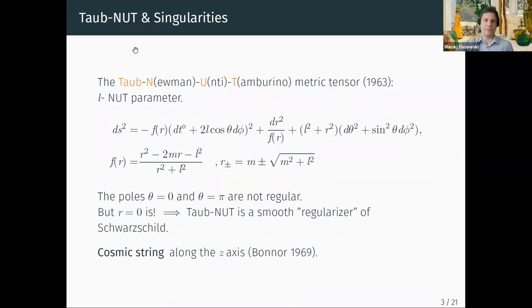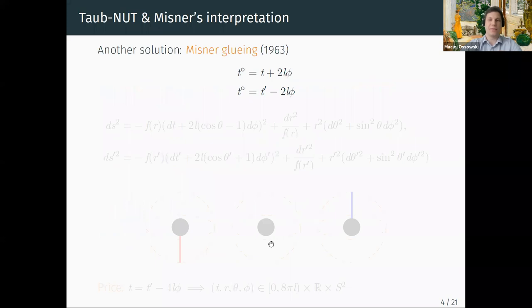There are many interpretations regarding this singularity at the axis. Perhaps the one that doesn't concern us, because it doesn't actually cure this singularity, is that Bonner proposed that along this axis of symmetry we have a massless source of angular momentum. So that was one way to deal with it. What we are more interested in is the proposal introduced by Misner in '63, and this interpretation is crucial for the purpose of my talk.